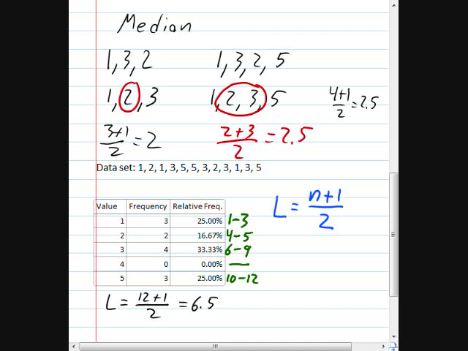Now, to find the median of this data set, we need to find the 6th and 7th number and average them. The 6th and 7th number are both here, and both of these numbers are 3s. So we will average 3 and 3, which hopefully everyone recognizes the average of 3 and 3 is 3. So 3 would be the median of this data set.